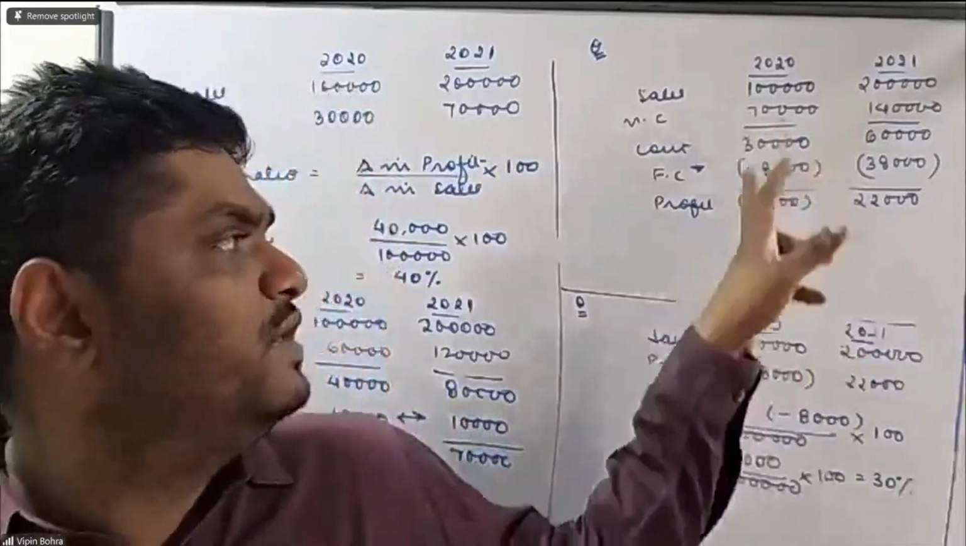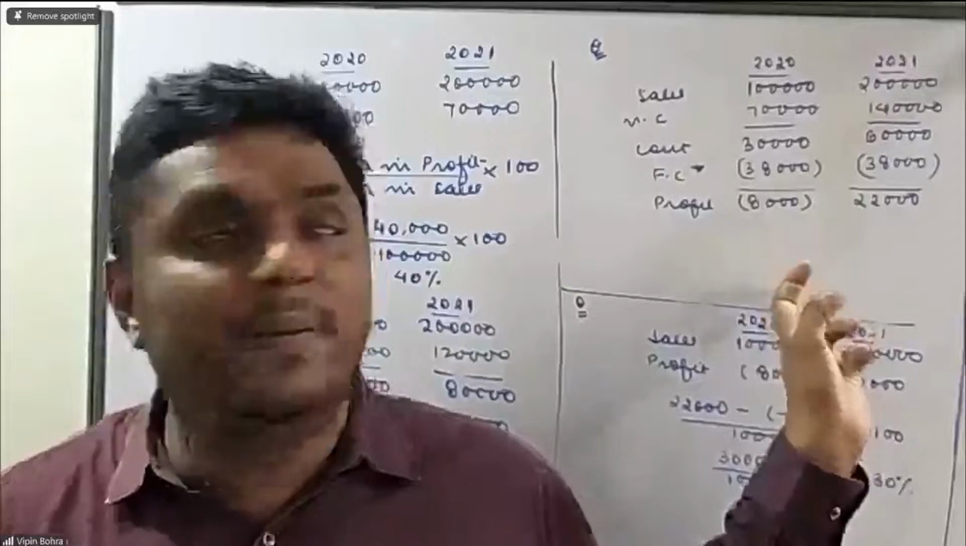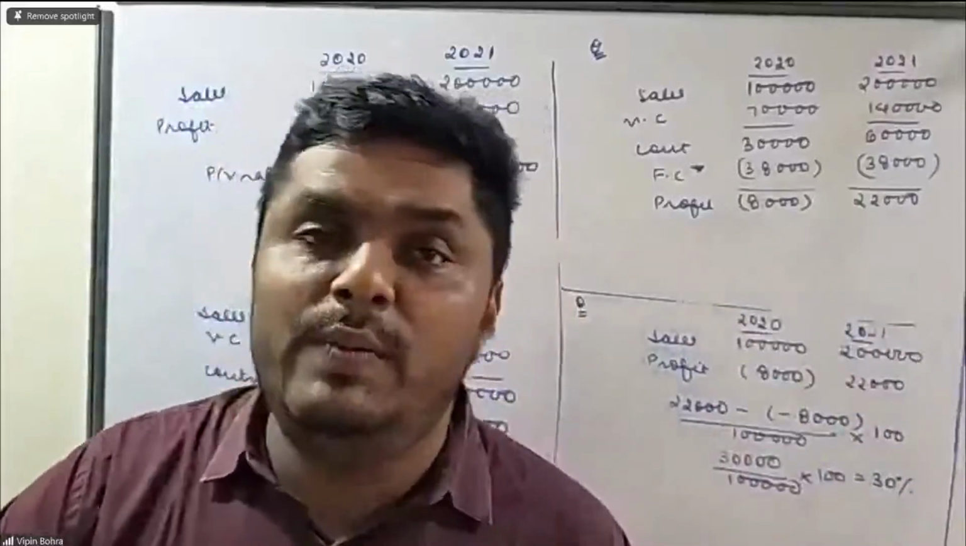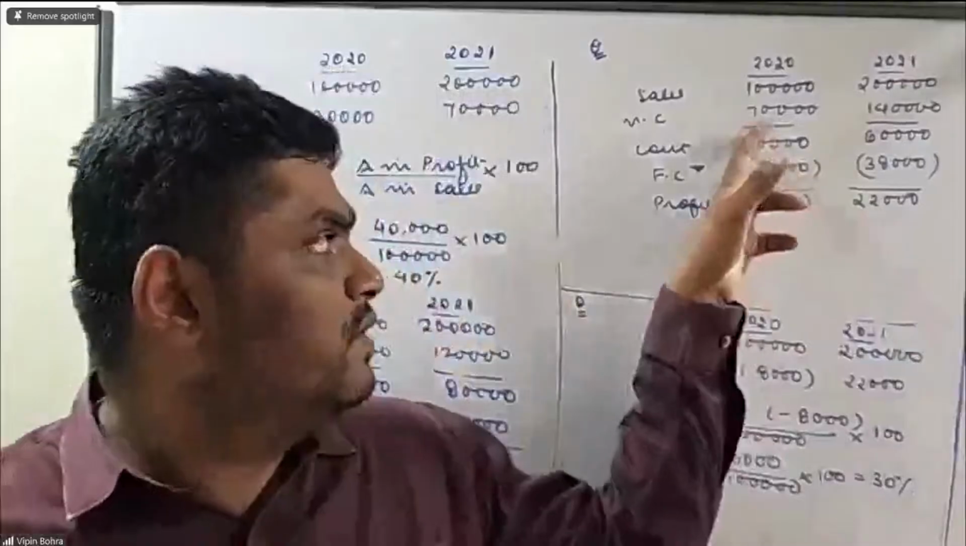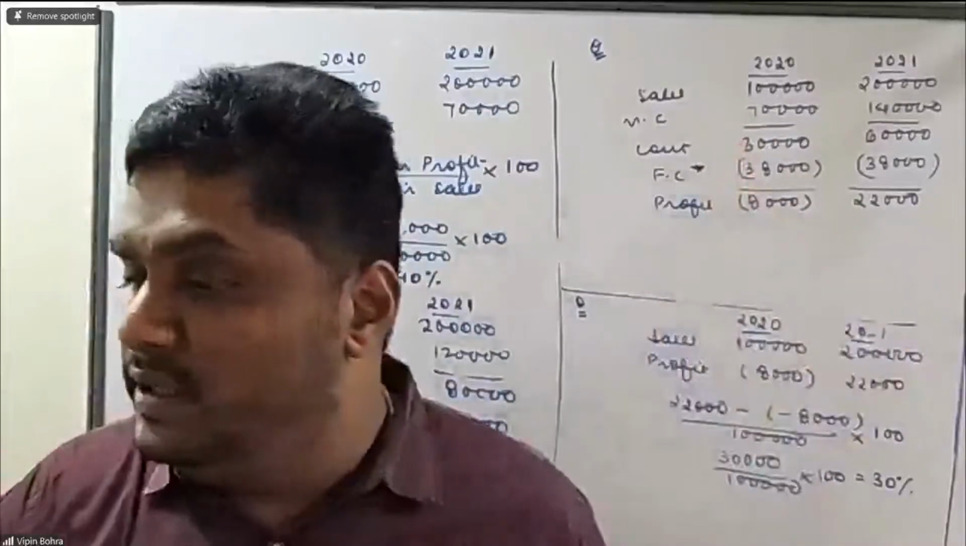We have the contribution, that is 30,000 contribution minus fixed cost should be profit. But herein it is a loss. So the fixed cost will be more than contribution. So fixed cost 30, and I want minus 8,000. So this will be 38,000.